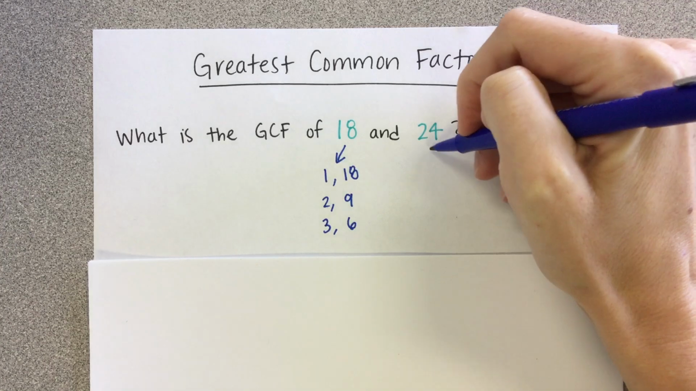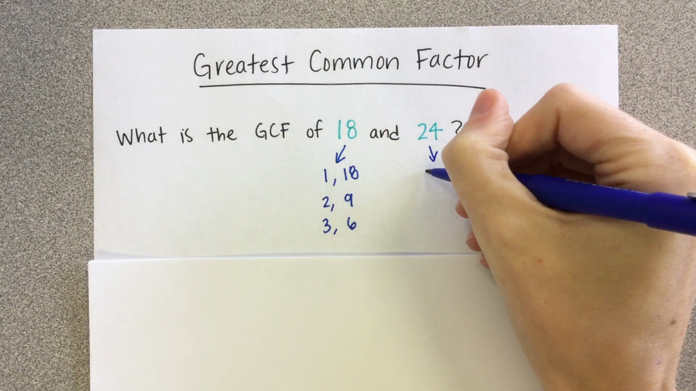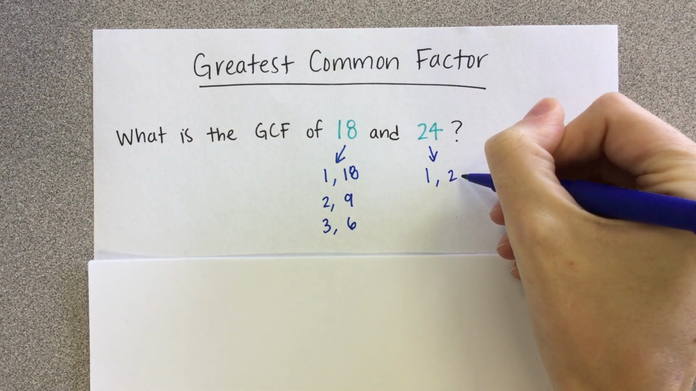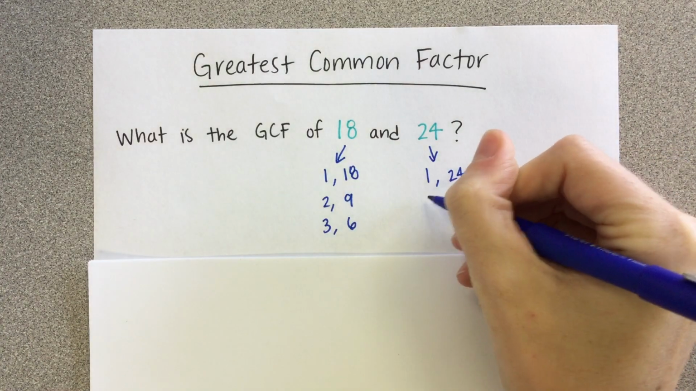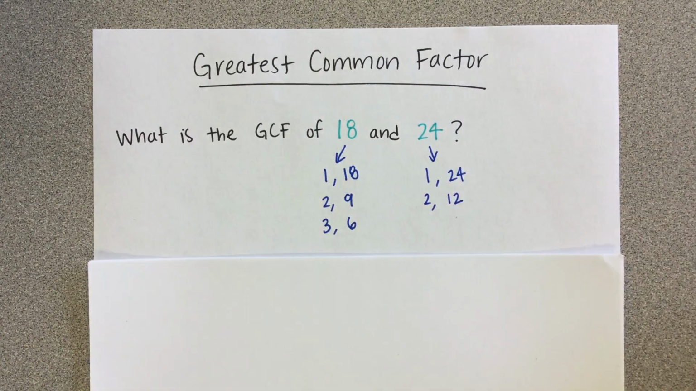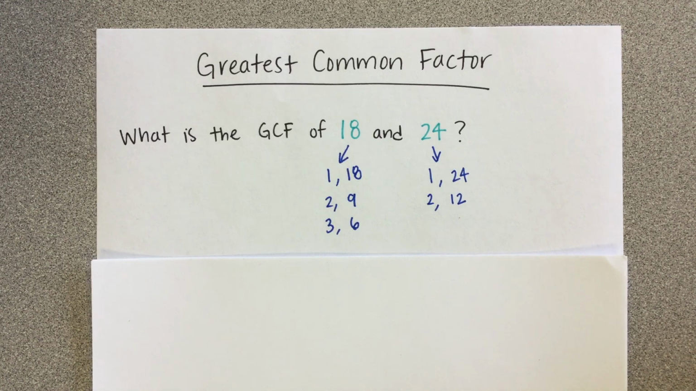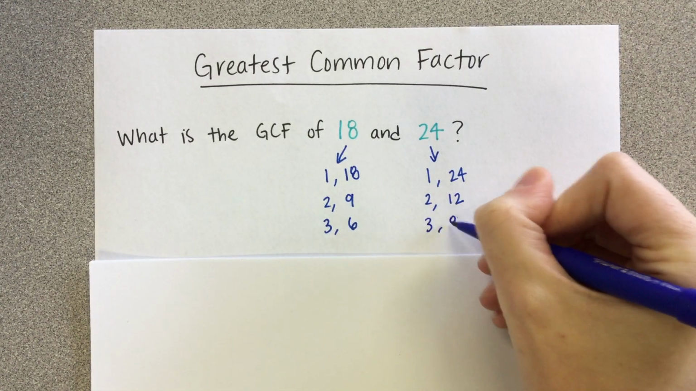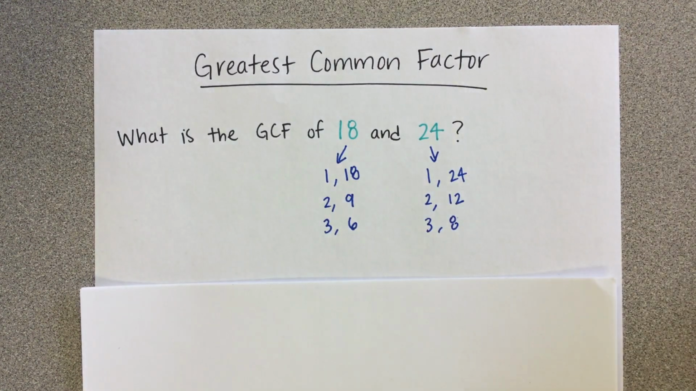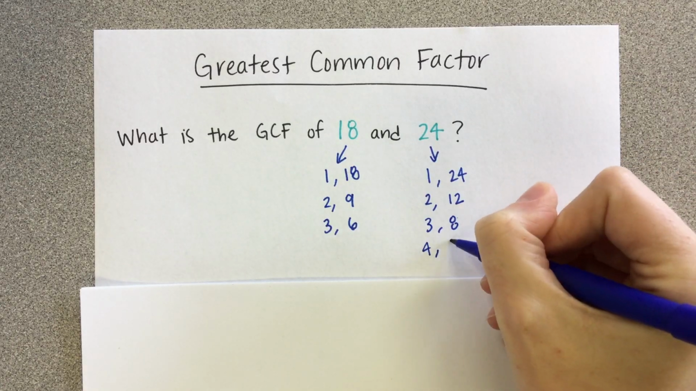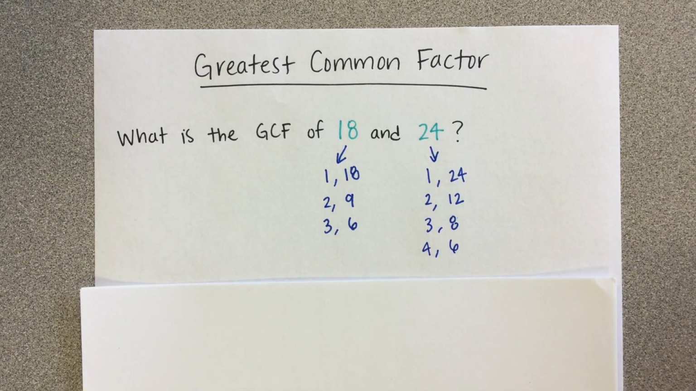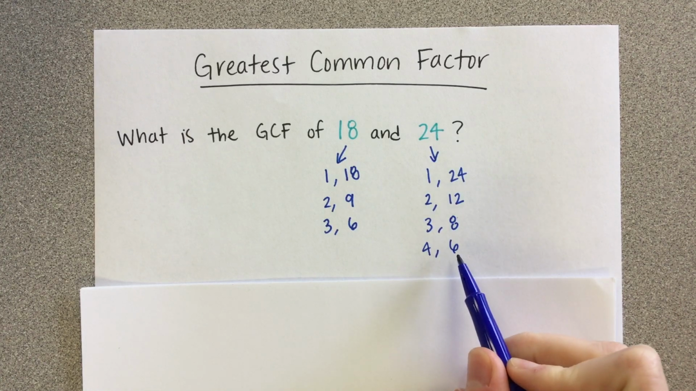And then let's do the same for 24. So let's start with 1 and 24. 2 is a factor, 2 and 12. 3, is 3 a factor of 24? Yeah, 3 and 8. Is 4 a factor? Yeah, 4 and 6. Is 5 a factor of 24? No. But I do already have 6 here in my list, so I know I've got all of them.